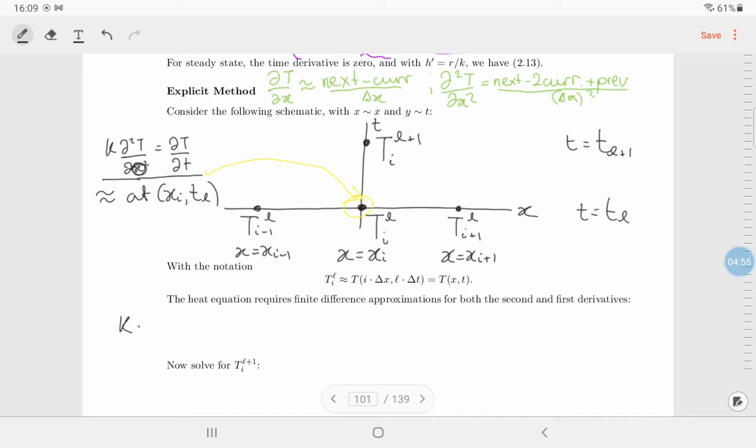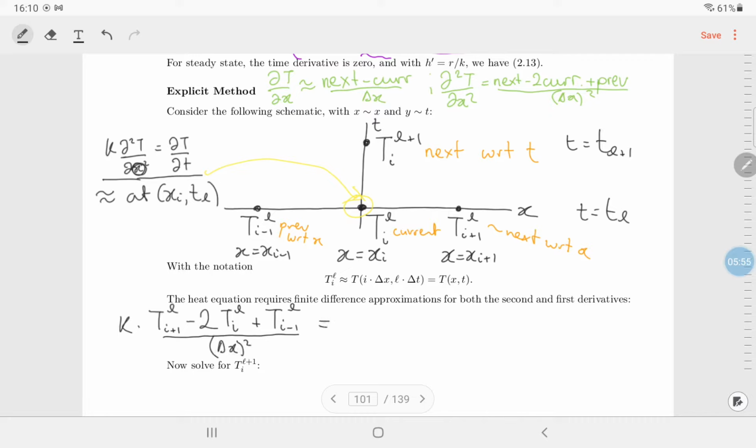So what is the next temperature from the point we're looking at? It's T_(i+1)^l. This is next with respect to x. This is current, and this is previous with respect to x, and this is next with respect to time. So we've got the next minus twice the current. The current with respect to x, well, it doesn't really matter if it's time or x, is T_i^l, plus the previous with respect to x, T_(i-1)^l, divided by delta x squared.